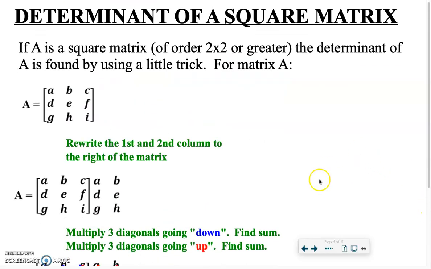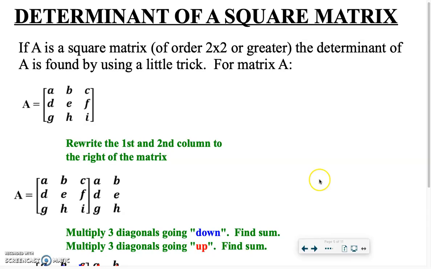All right, guys, next up, the determinant of a square matrix 2 by 2 or greater. We say that if A is a square matrix order 2 by 2 or greater, the determinant of A is found by using a little trick. So for matrix A, basically what I'm getting at is that if we have a 2 by 2 matrix, no big deal. When I multiply diagonally going down, when I multiply diagonally going up, we're hitting all 4 elements, aren't we? So we're happy with that.